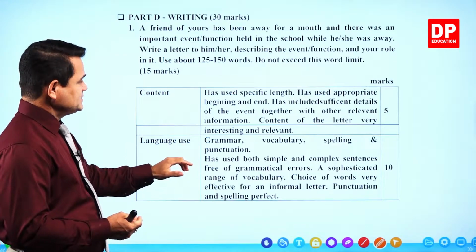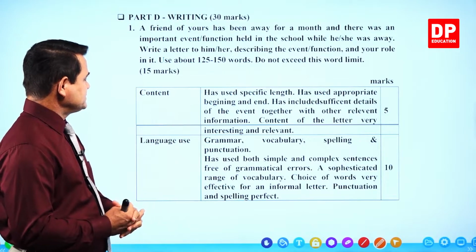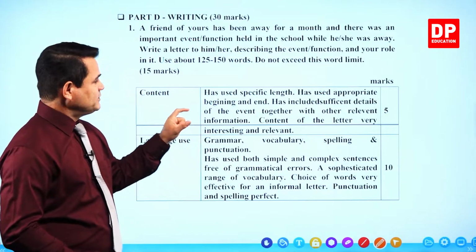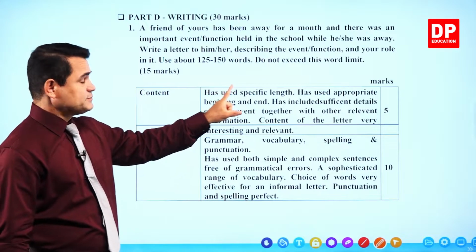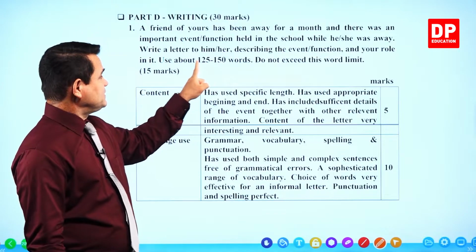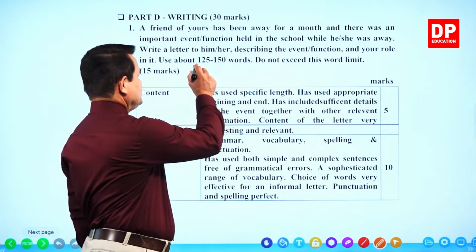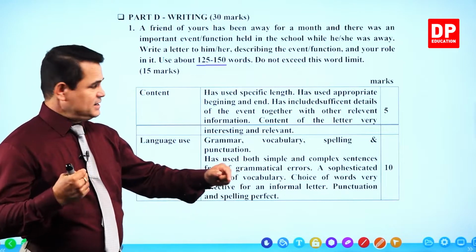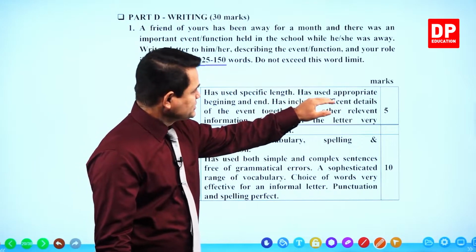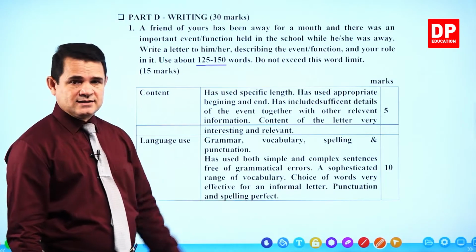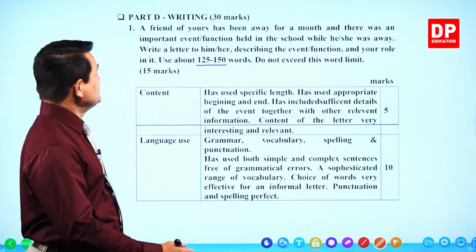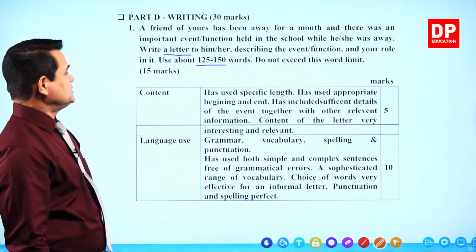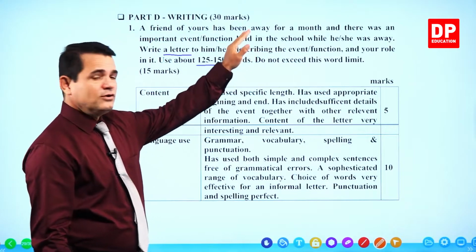So for this letter, you get marks like this. For content, you get 5 marks. That is offered in this way. Has used specific length. Specific length කියන්නේ මෙන්න මේක. වචන 125 150 අතර තියෙන්න ඕනේ. ඔයාගේ ලිපිය. And also has used appropriate beginning and end. Now you know you are writing. Now write a letter. ලියුමක් ලියන්නේ. කාටද? Write a letter to your friend.